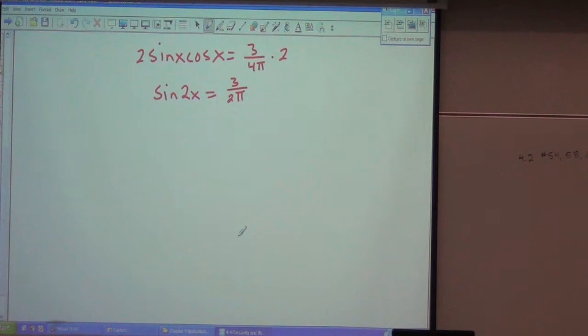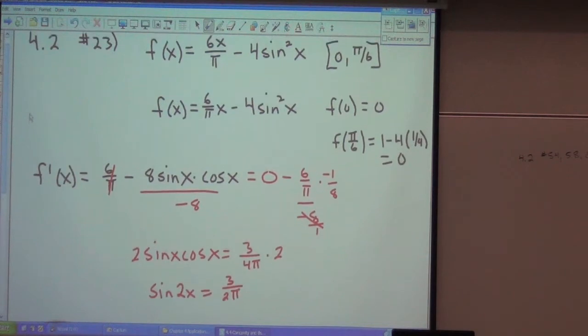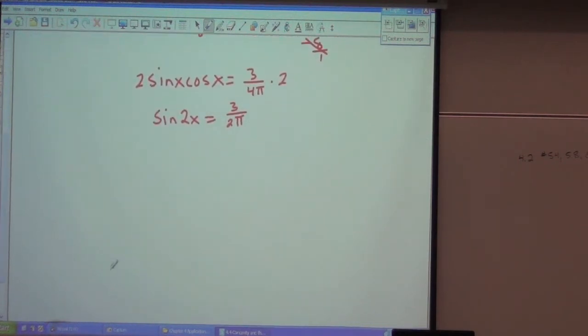This is on a fixed interval. Why couldn't we do arc sine? Yeah, there's 0 to pi over 6, huh? Well, we can do the arc sine, but the problem is what angle gives us 3 over 2 pi? Well, like if that said 1/2, I know what angle gives us 1/2. What angle gives us square root of 3 over 2? So what's the arc sine? All right, this whole throwing that pi in there makes me think you can't do this without a calculator.